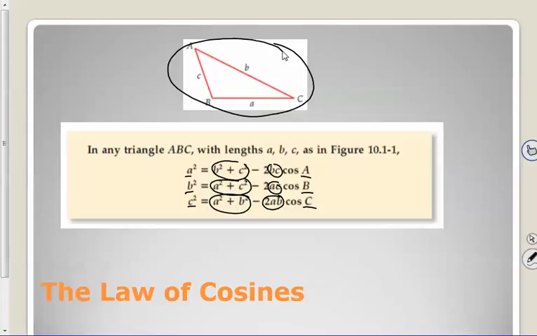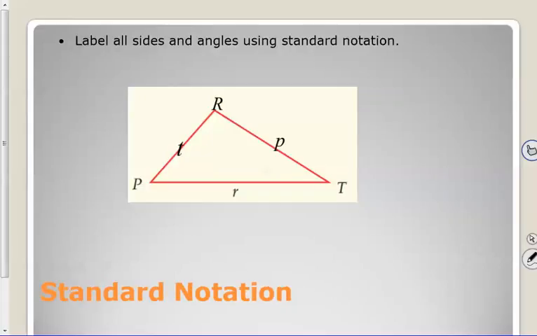So how does this work? Basically, it says label all sides and angles using standard notation. So with that, you can see here's P, R, T, so across the street from big R is little r, across the street from big P is little p, across the street from big T is little t. Okay, so that's why that works. Just be careful on how you use it.